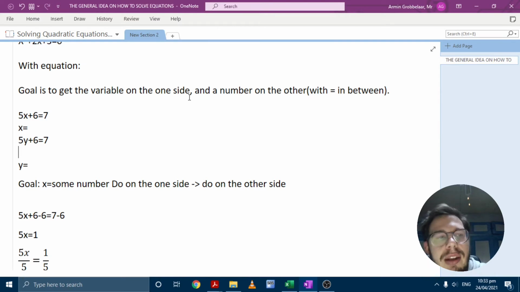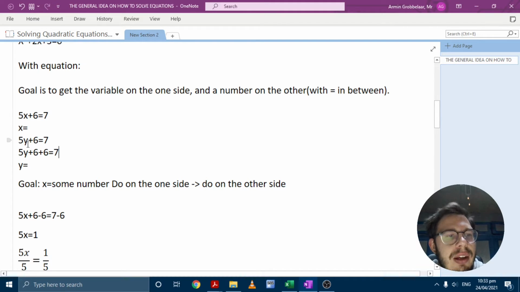and now I add 6 on the other side, so I say 5y plus 6, and I add another 6, is equal to 7. Well, now I just added a 6 on the left hand side. So the original equation was 5y plus 6 is equal to 7. But now I added 6 on the left hand side, so these two are not the same. Now 5y plus 6 will not equal 7 anymore.